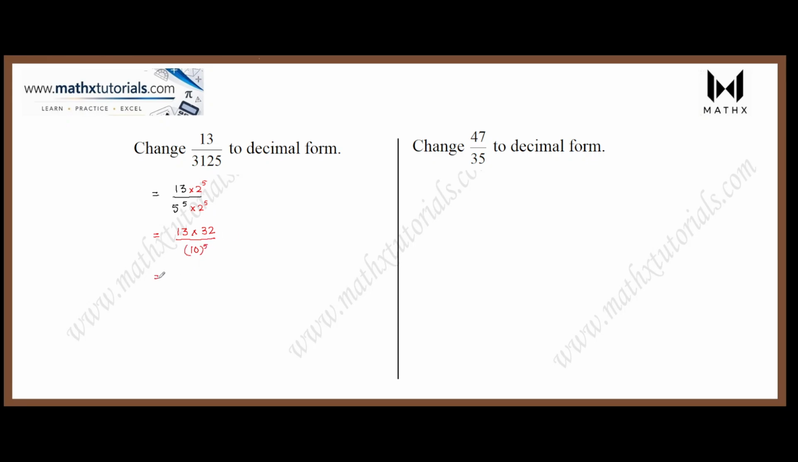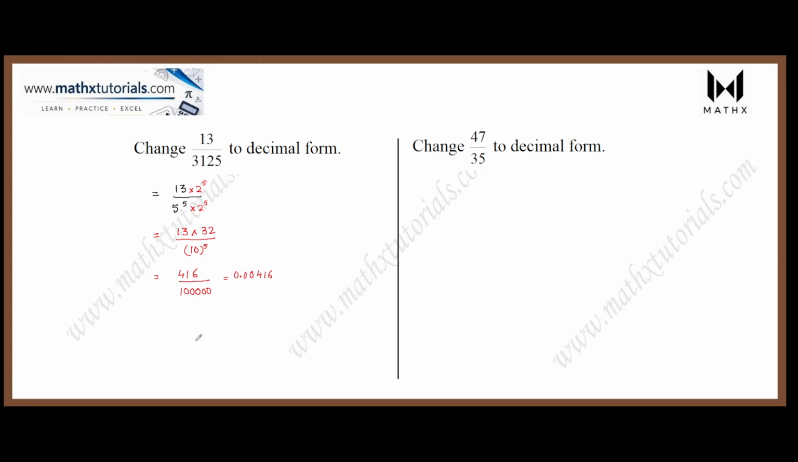Now if we multiply 13 and 32, 13 times 2 is 26, 13 times 3 is 39, and we get 416 over 1, 2, 3, 4, 5 zeros. And now we shall write 416, and because there are 5 zeros, we get 0.00416.